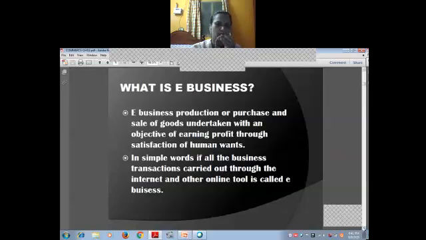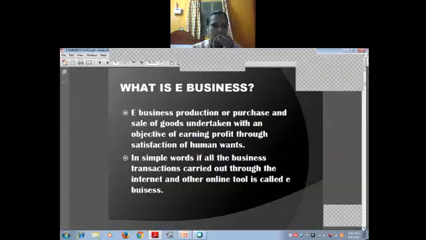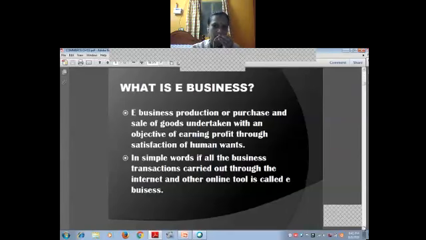In simple words, if all the business transactions are carried out through the internet and other online tools, it is called an e-business. So whatever transactions we are doing, everything we are doing through the internet or online, that is called as e-business. Okay, do you understand, children, what I am saying?